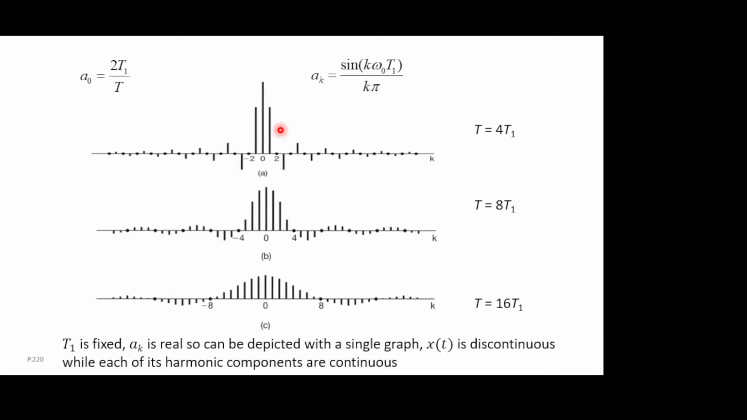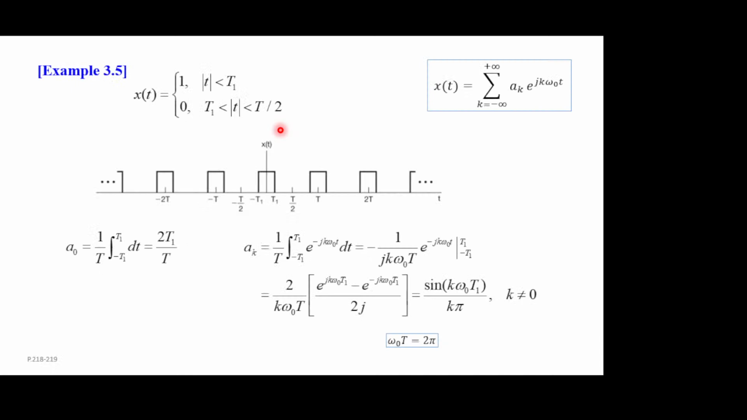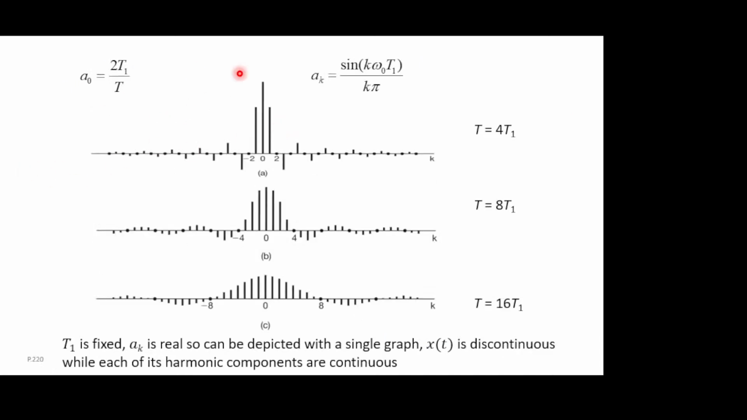But anyway, for now you see we have this distribution of different a_k. So a_k is oscillating and decaying with this 1 over k. And a_0 is 2T1 over T. And as we said, a_k is real.